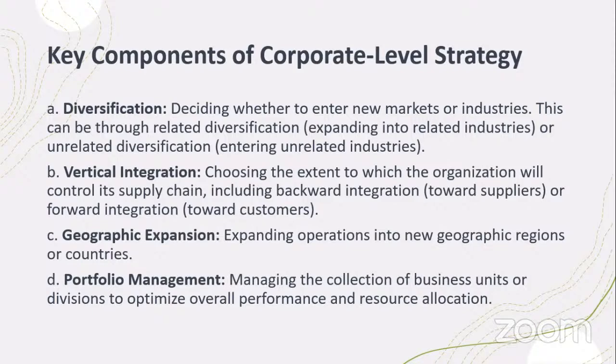Number two is vertical integration, choosing the extent to which the organization will control its supply chain, including backward integration towards suppliers or forward integration towards customers. Then you have geographic expansion, expanding operations into new geographical regions or countries. And then you have portfolio management, managing the collection of business units or divisions to optimize overall performance and resource allocation. So these are the things that the corporate level handles.